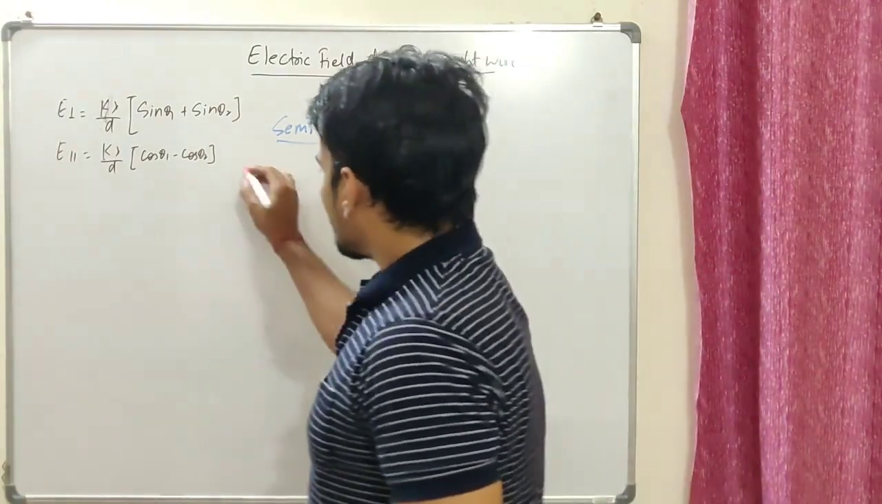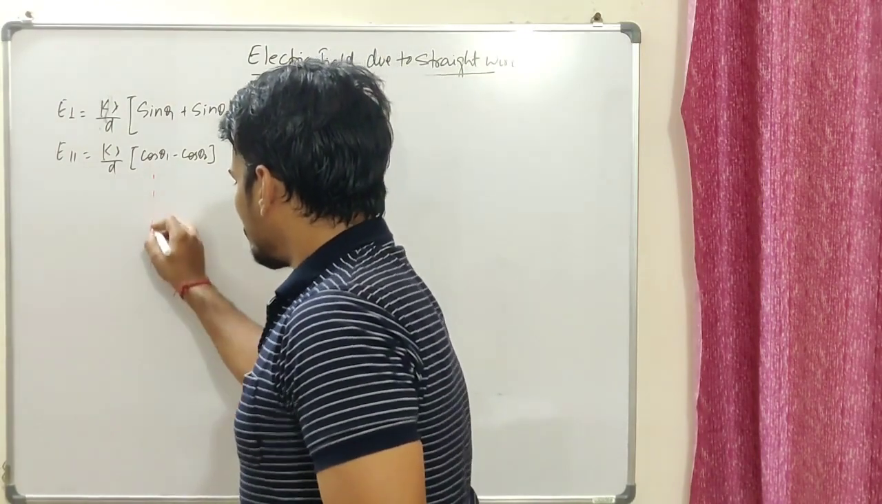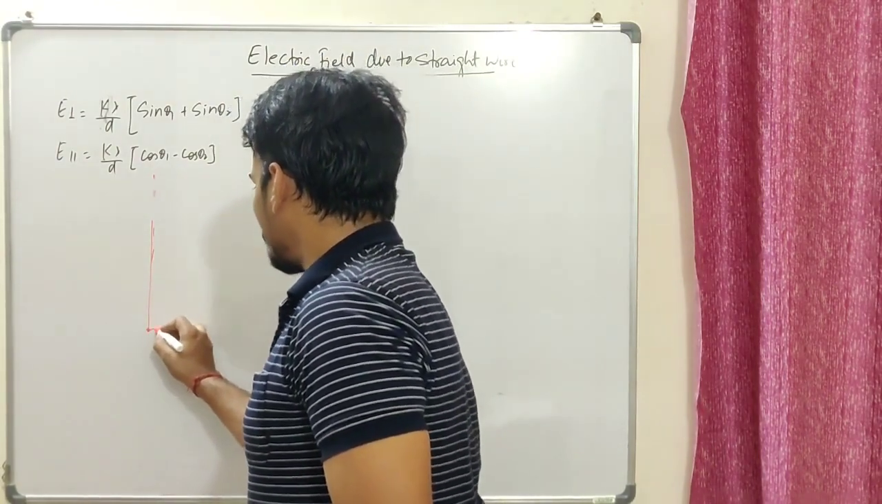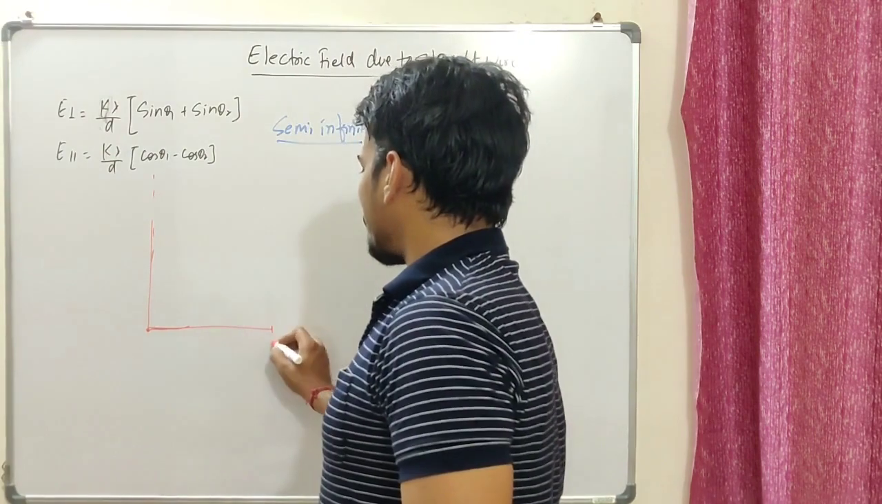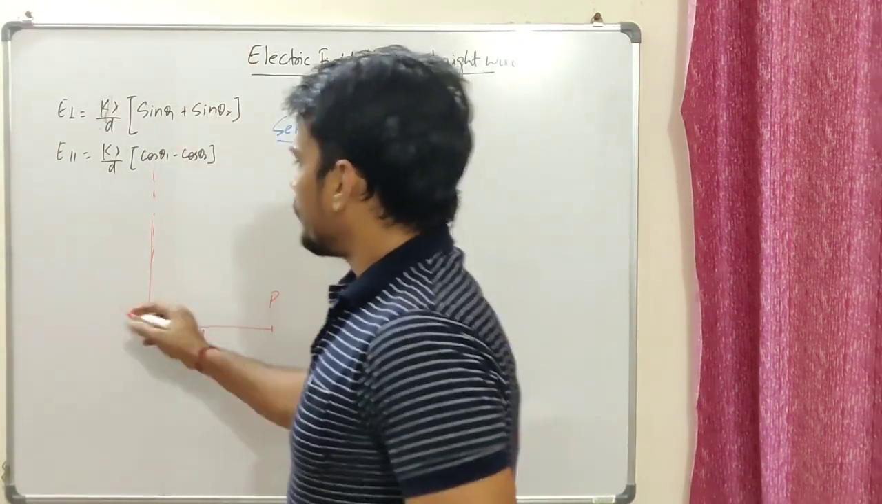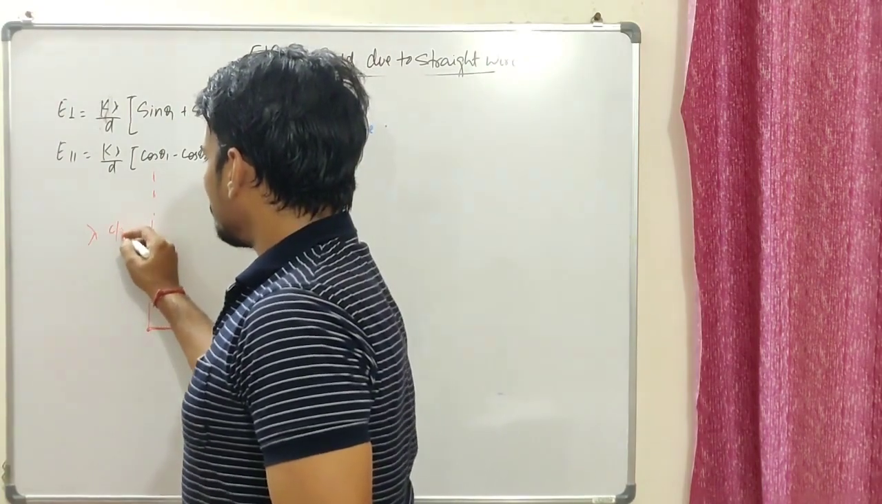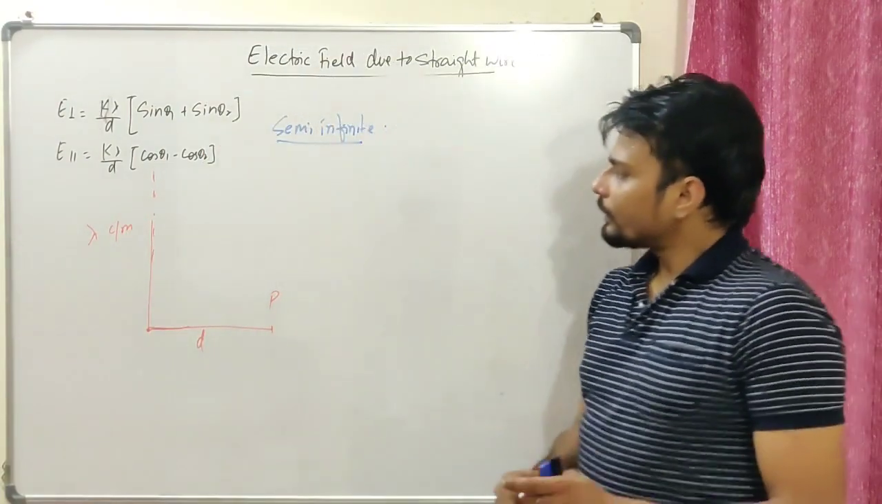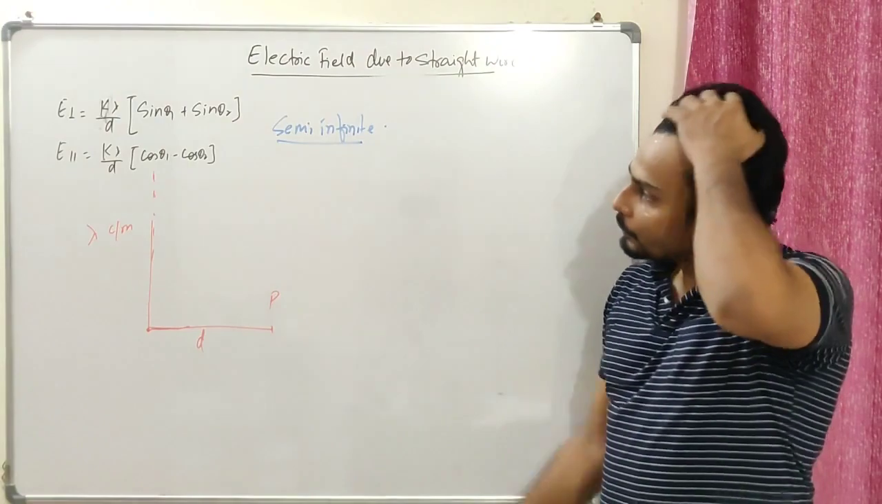Okay, so let's have a line like this, with charge, and I want to know the field at this point, let's say point P. This is going till infinity. The charge density is lambda coulomb per meter. I want to know the electric field at point P due to this wire.